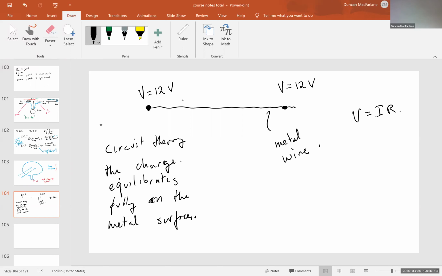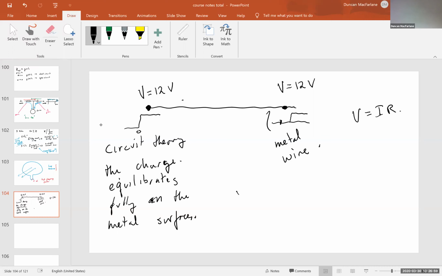But we know that it takes some amount of time for that to happen. We know that because the speed of light is finite. So it's going to take about a nanosecond for that charge to equilibrate for every foot of wire. So if we take that into account, then if I add a step function here, the voltage at this point will rise to 12 volts a little bit later than 0.